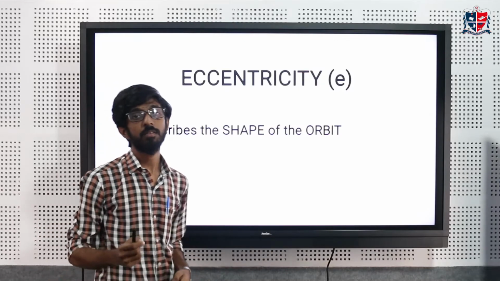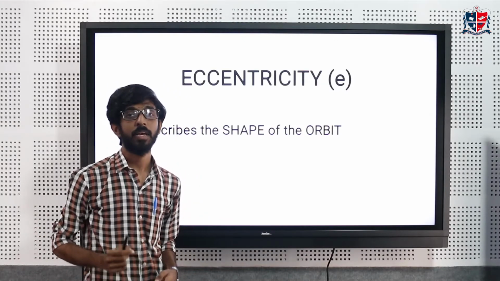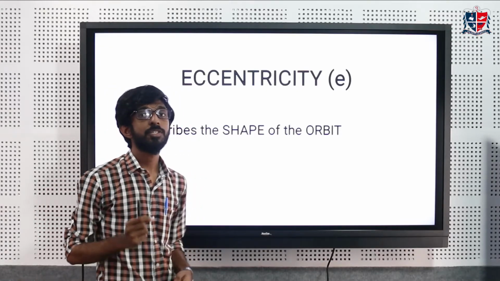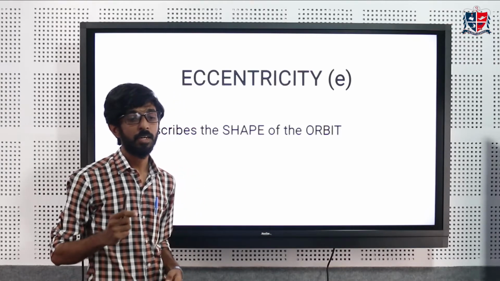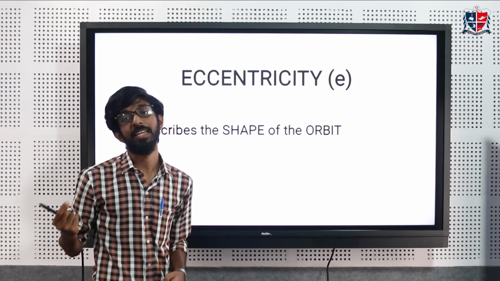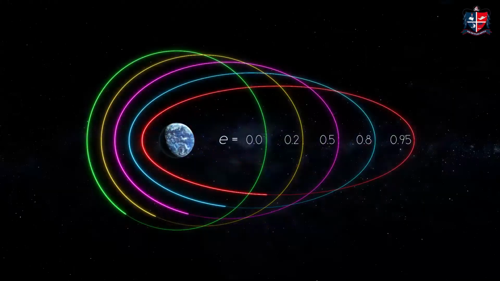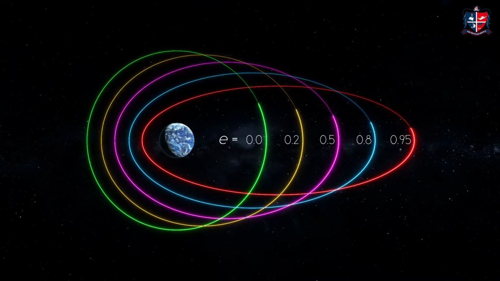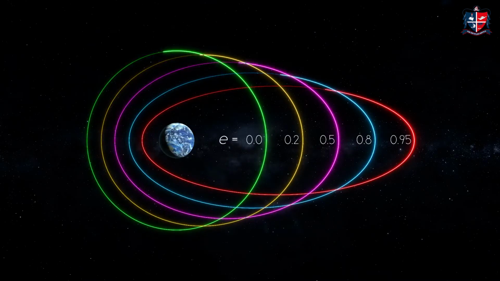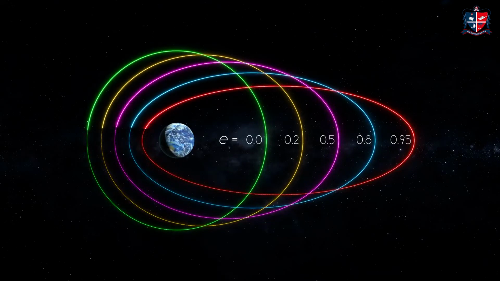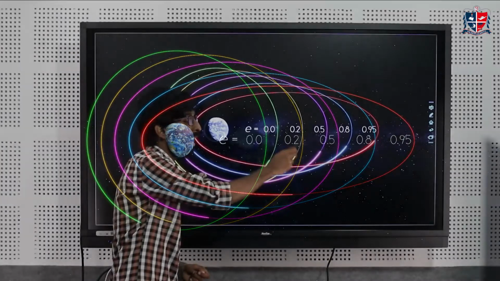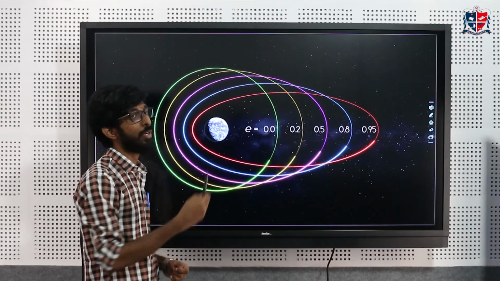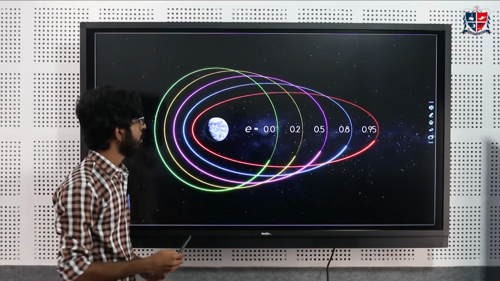The second orbital element is called the eccentricity. It is denoted by the letter E. This orbital element describes the shape of the orbit. By shape, I mean whether the orbit is circular or highly elliptical. Here we have different orbits with different eccentricities. We have the circular orbit with eccentricity 0, and as we go up, if we have an eccentricity of, let's say, 0.95, the orbit will be highly eccentric. The eccentricity can go above 1 as well, but then the satellite will not be orbiting Earth.